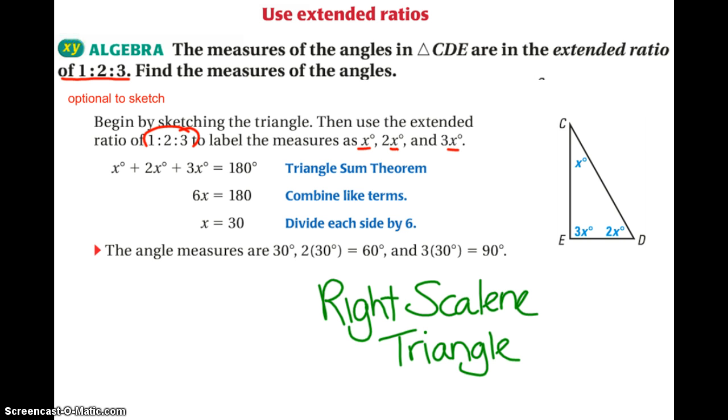Okay, hopefully you were pausing the video as you go along. Now that you're done with ratios, you need to go ahead and watch the proportions video.